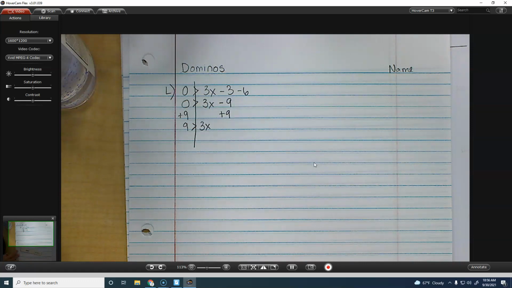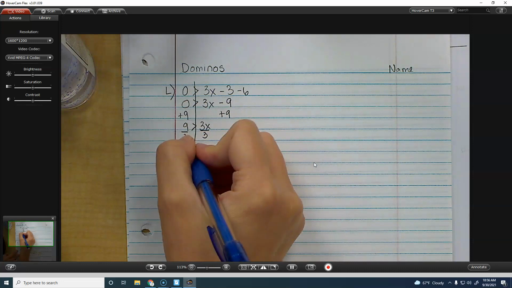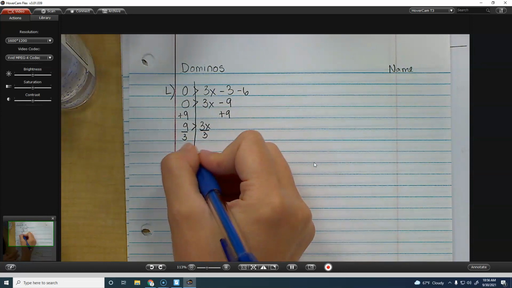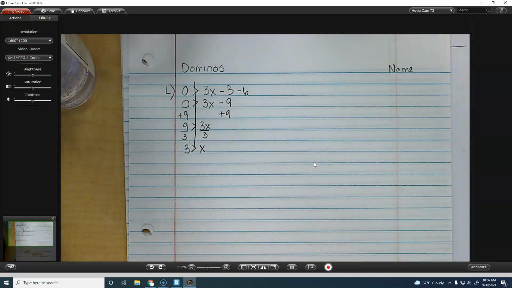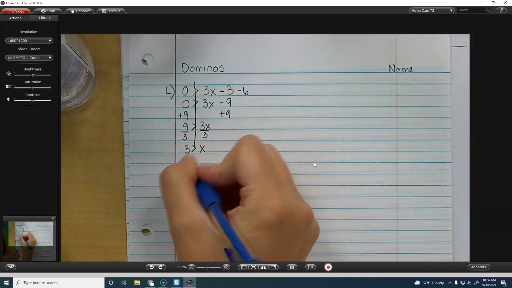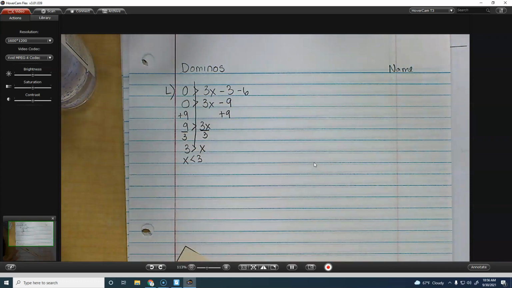And last step, divide by 3. And so 3 is greater than x. It's really important on these. Make sure you're working straight down and don't just put a 3 somewhere as your answer. Because your answer is not just 3. It is 3 is greater than x, or how else can I write that if I put my x first? X is less than 3.